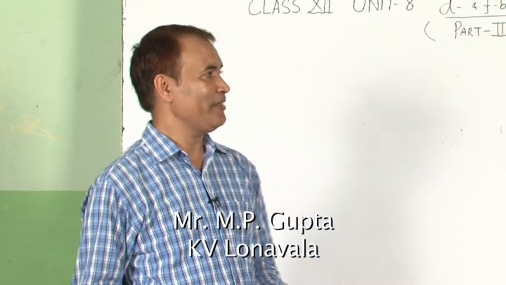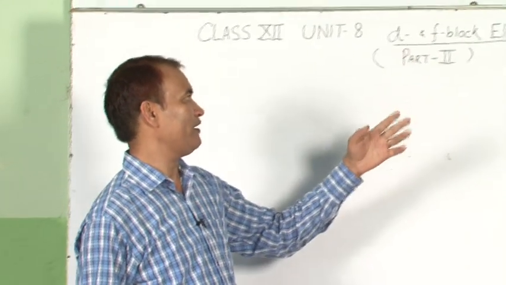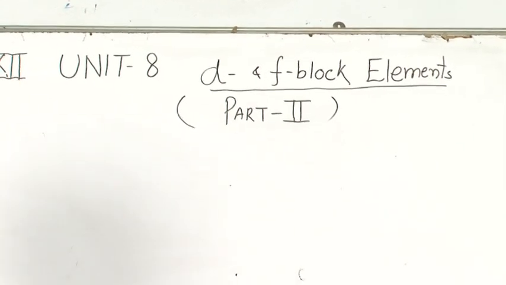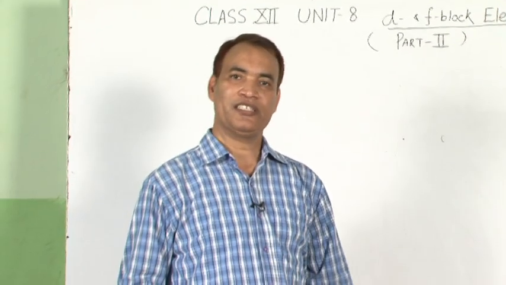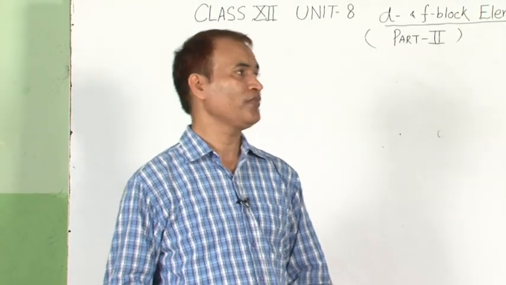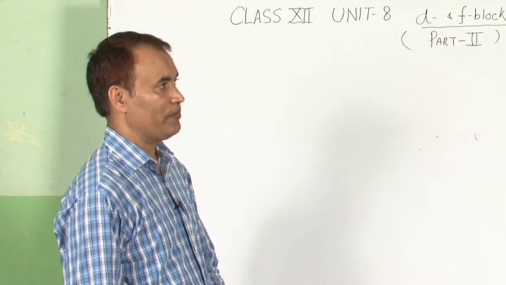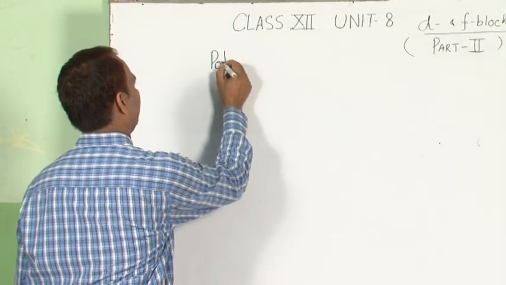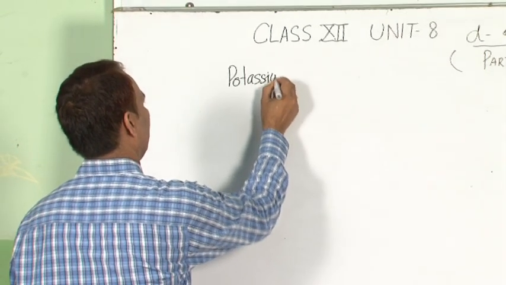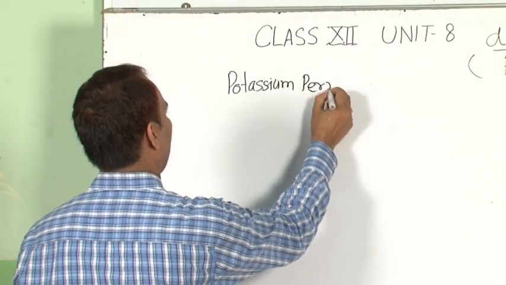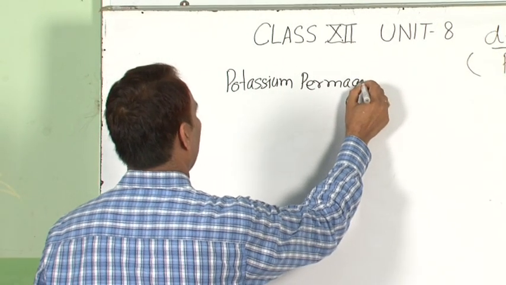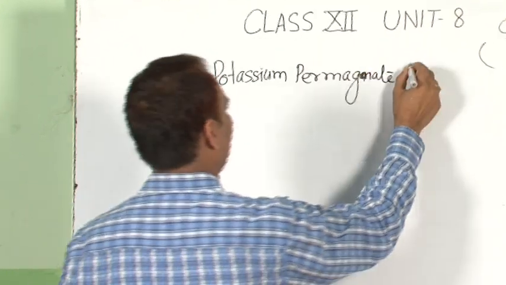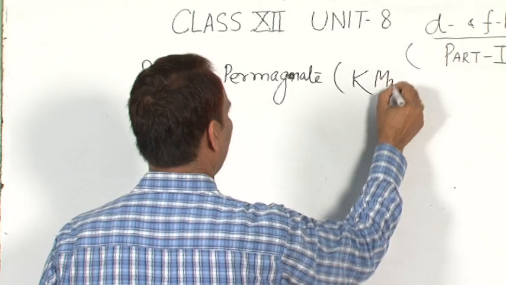Today I am going to discuss the remaining part of the d and f block elements. I have already discussed the first part, that is, up to the preparation of potassium dichromate. I will discuss today the remaining part of this chapter. First, the preparation of potassium permanganate, KMnO4.